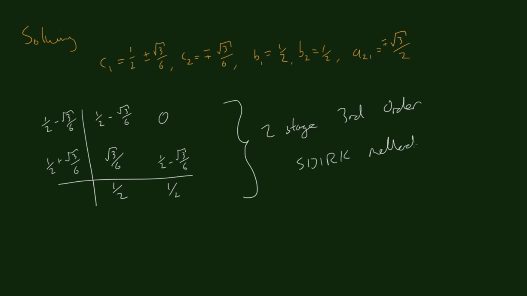Unlike the DIRK method, where there were lots of different ones, for which we just selected one of the unknowns and solved for the others, in this case there are only 2 versions, which are found by alternating the plus or minus sign here.